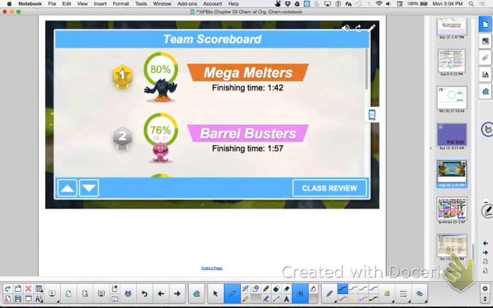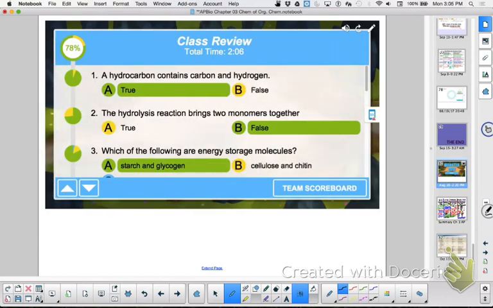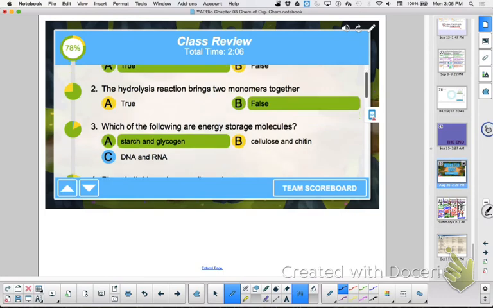Oh, look. Finishing time. Okay, here we go. Hydrocarbon contains carbon and hydrogen. That's true. Almost all of you got that. The hydrolysis reaction brings two monomers together. True or false? False. Which of the following are energy storage? This tells you how many of the class got it right the first time. You want it to be green. Starch and glycogen. Did you get that? Yeah. Okay.